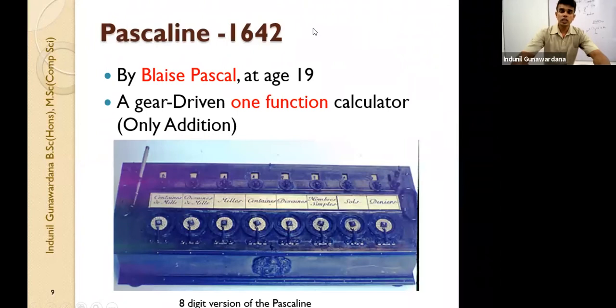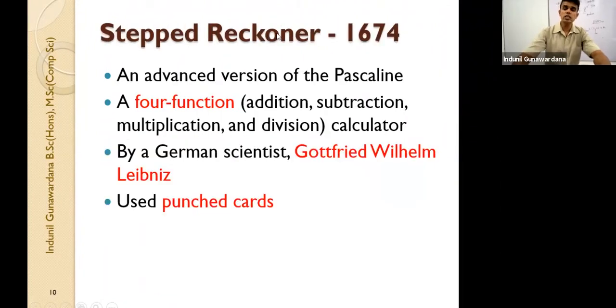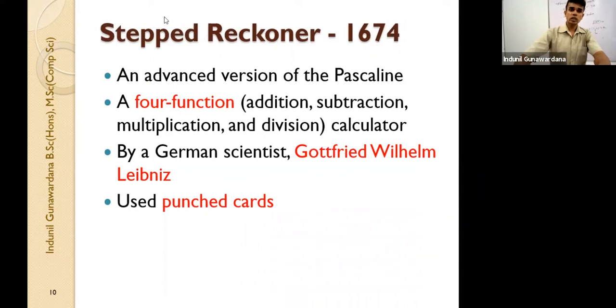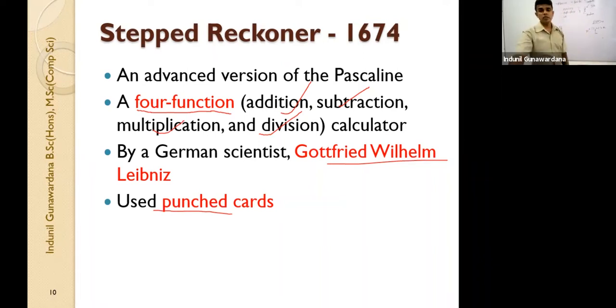Then, after 30 years, the Stepped Reckoner came. That's an advanced machine compared to the Pascaline. The Pascaline was one function only, addition. This machine supported four functions: addition, subtraction, multiplication, and division. It was invented by the German scientist Gottfried Wilhelm Leibniz. It was using punch cards. This is the first time the punch card technology came into the world. We'll see what these punch cards are.